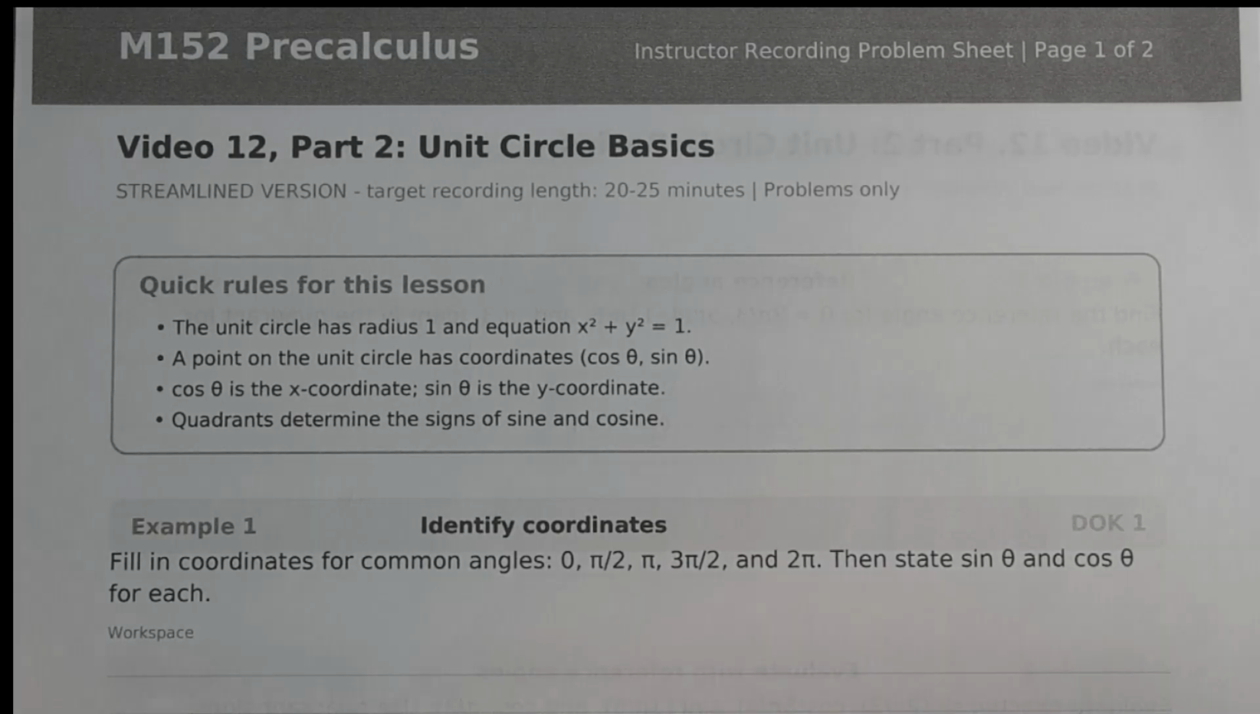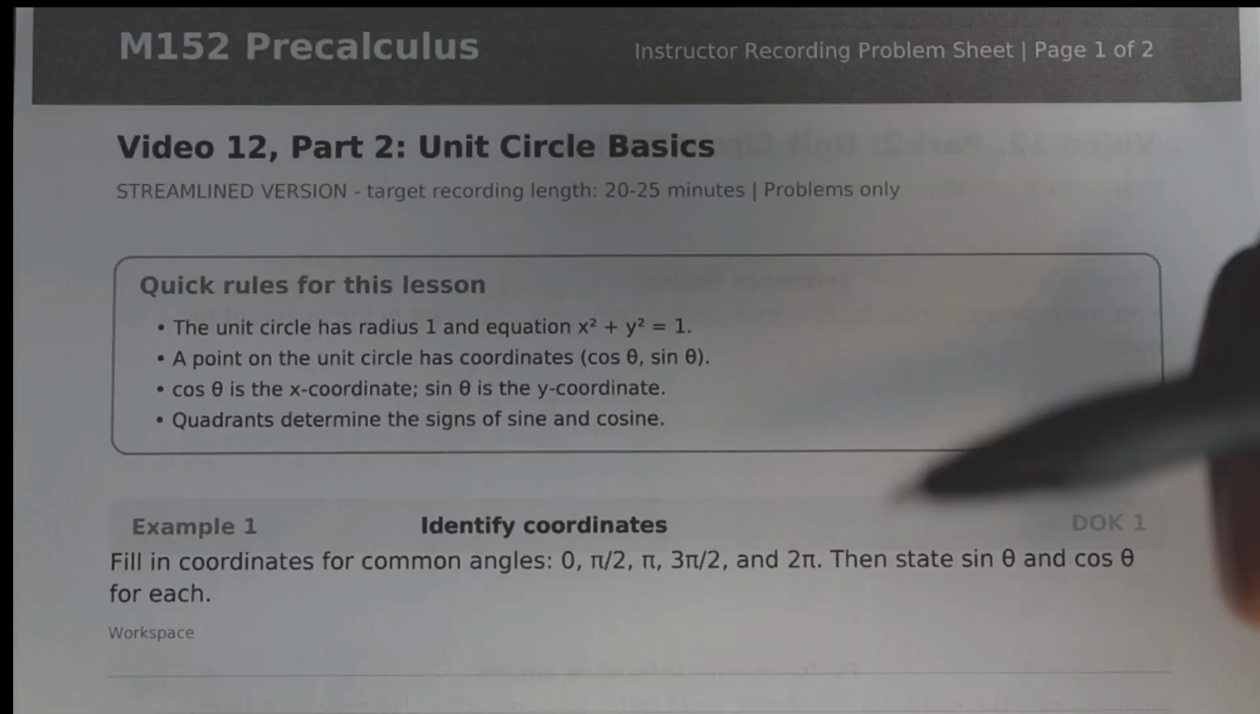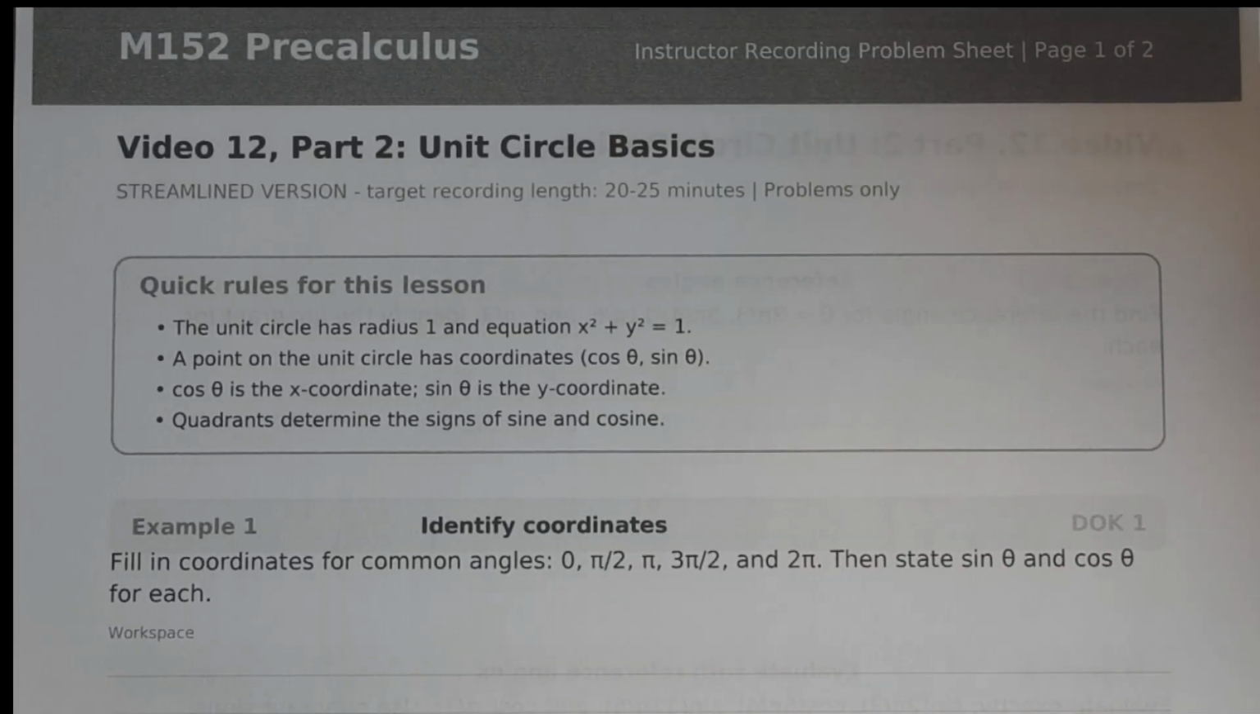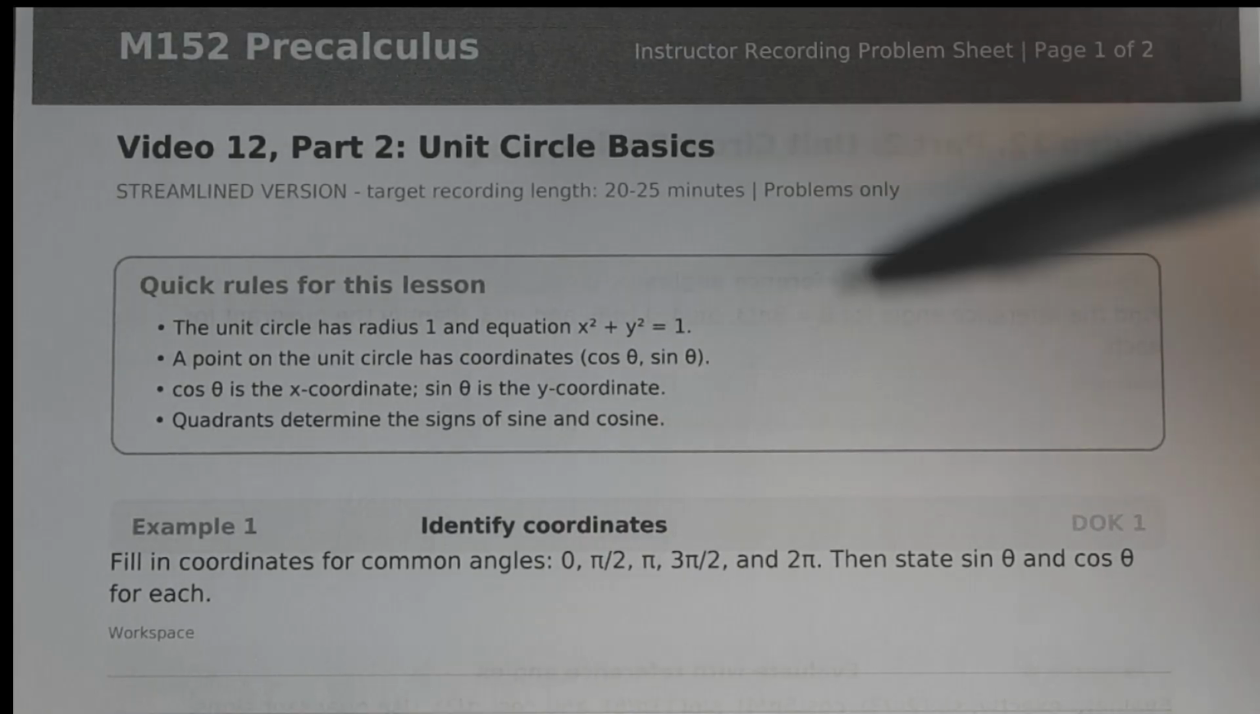Hello again. In the previous lesson, we introduced things like degrees, radians, coterminal angles, and arc length. In this lesson, we'll begin using the unit circle. The unit circle is one of the most important tools in trigonometry. So let's begin with quick rules.